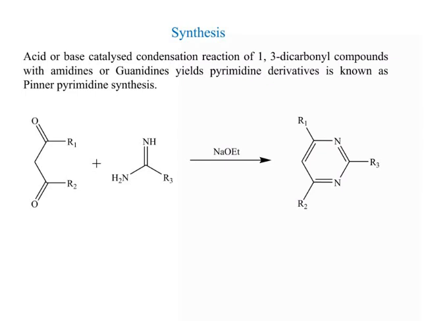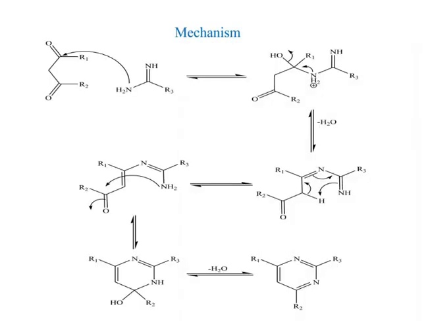Now synthesis. Acid or base catalyzed condensation reactions of 1,3-dicarbonyl compounds with amidine or guanidine yield pyrimidine derivatives, known as pyrimidine synthesis. You can see in this reaction scheme the 1,3-dicarbonyl, because carbonyl groups are present at 1,3 positions, and NCN type compound which is guanidine or amidine, then it will give the pyrimidine.